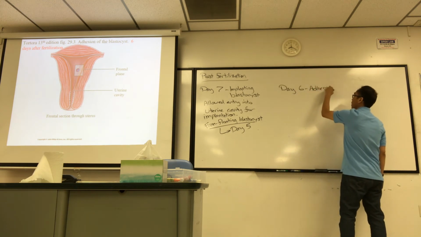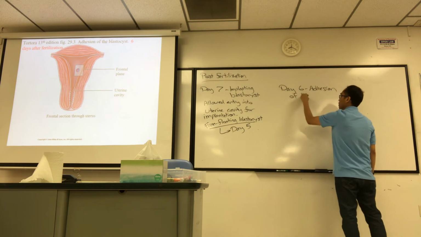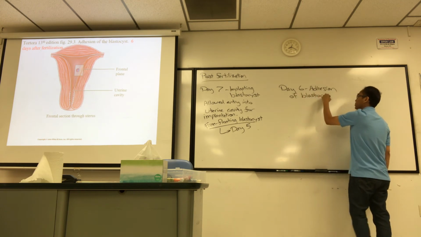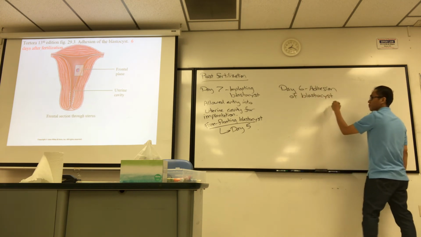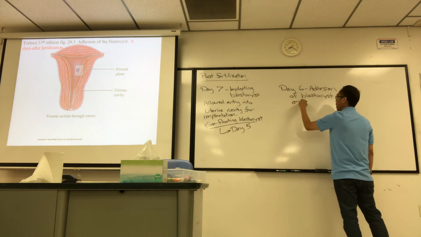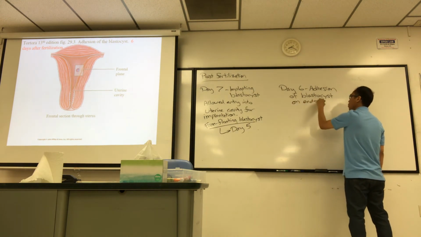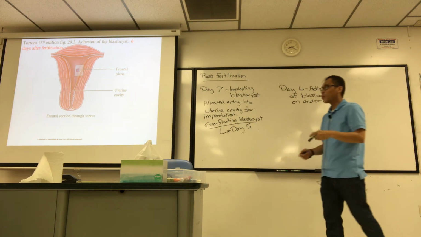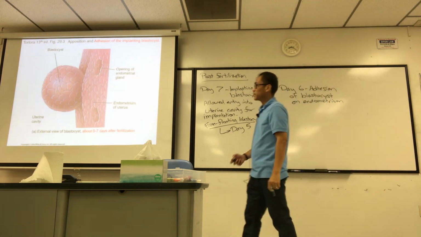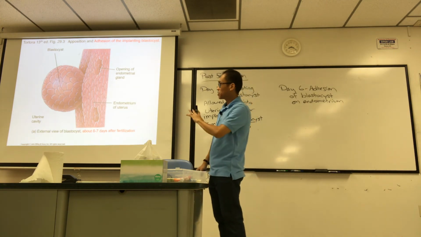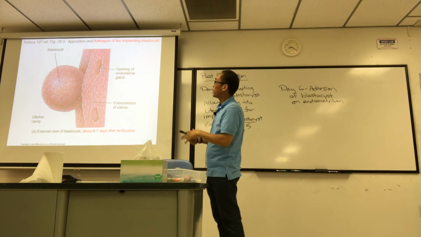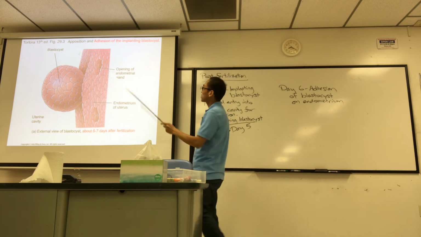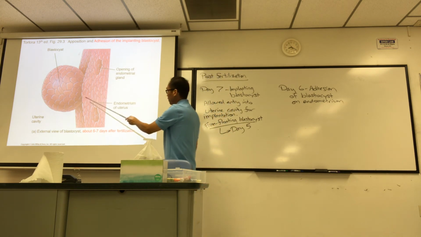Adhesion of blastocyst on endometrium. Endometrial wall. Well, anyways, think of it this way. You're just sticking. There's a lot of adhesion molecules on the cell surface of these structures.